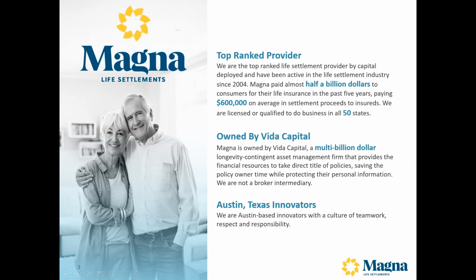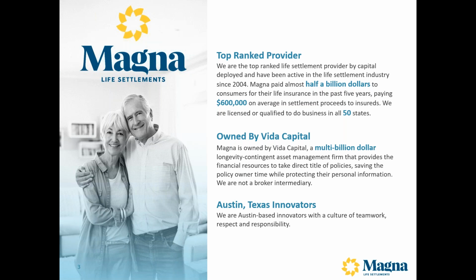So really, let's talk about Magna first, as an entity, and then we'll get into life settlements in general. We are a top-ranked provider. A provider in the life settlement business needs to be licensed, which makes sense, because you need to be licensed to buy life insurance policies, which is what we do. We are a licensed provider in all 50 states, and over the last 4 years, we've deployed more capital than anybody else in the industry. What that means is that we're paying the most for those policies.